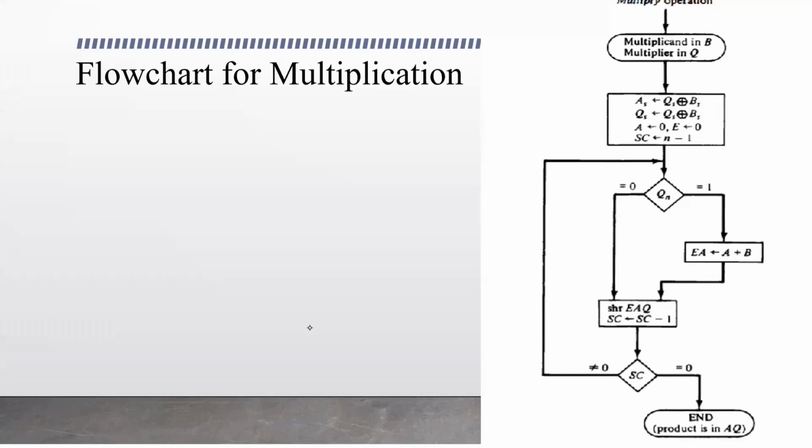Here is a flowchart for multiplication. This is a flowchart for multiplying two signed magnitude numbers, and we have a multiplication algorithm for multiplying two signed 2's complement numbers in 2's complement form. I think we have already taken a few examples of multiplication, and division also yesterday we worked with a few examples.